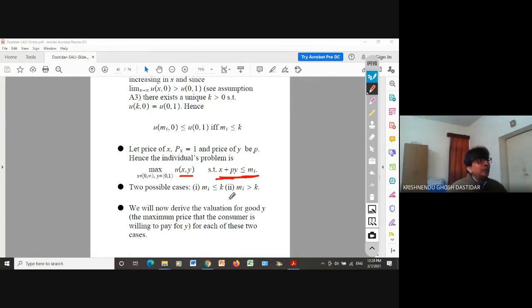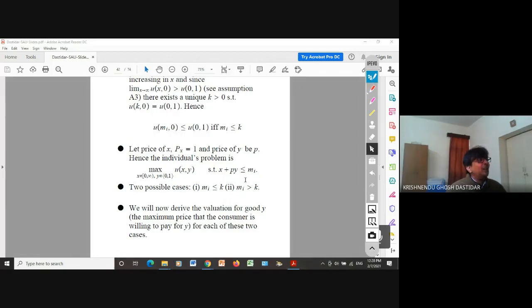Now, there are two possible cases. Your income is less than K or it is more than K. And what is K? K is the cutoff level. It's the unique thing which solves U(K,0) equal to U01, and K is such that for all M_i less than or equal to K, this will be true, and for all M_i greater than K, U(M_i,0) will be strictly greater than U01.